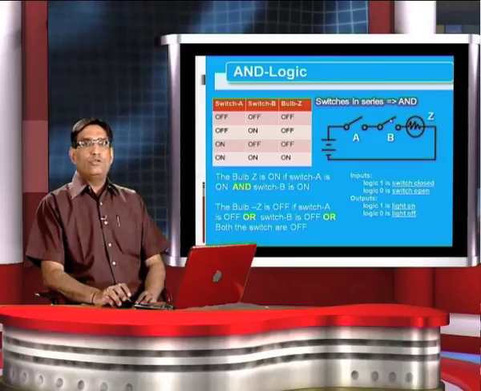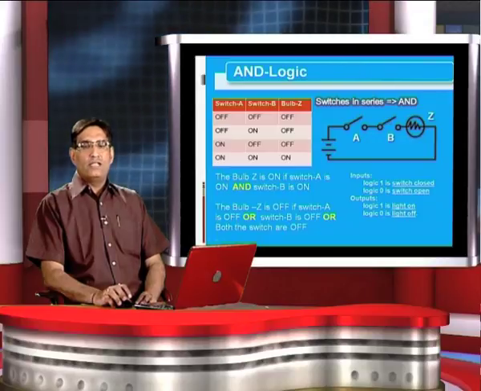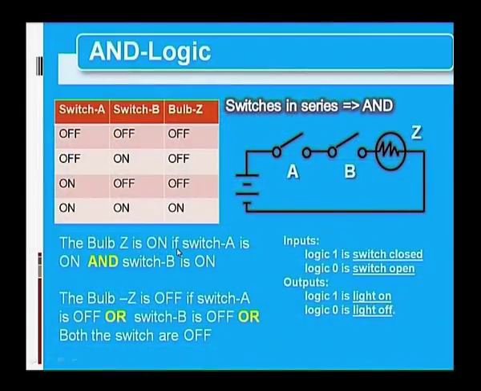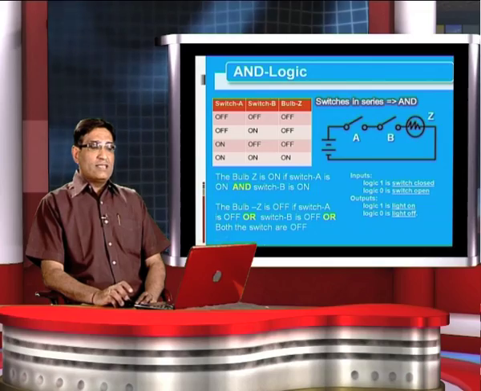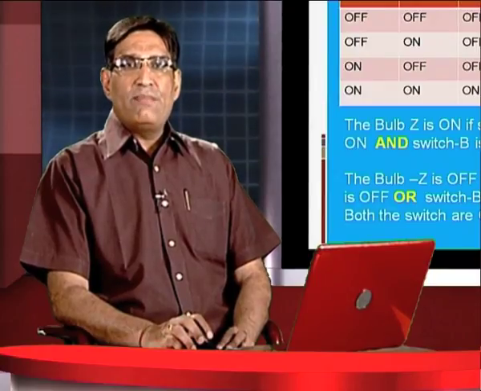Now every logic has 2 basic definitions. One is for outcome true and the second is for outcome false. Let us define for the AND gate. The first definition says the bulb Z is on if switch A is on and switch B is on. The second definition says the bulb Z is off if switch A is off or switch B is off or both switches are off. That means we have to note one very important thing. What we consider as true in AND becomes negative in OR. This is one of the reasons that the AND and OR logic are termed complementary logics.